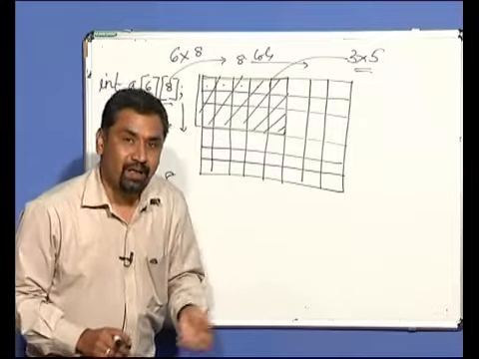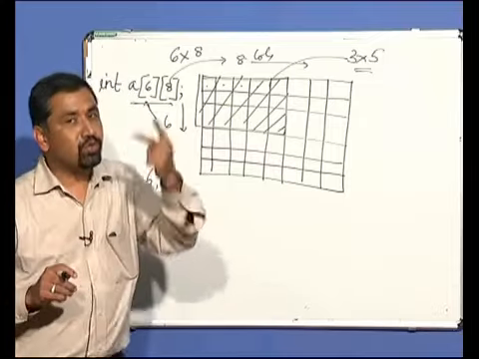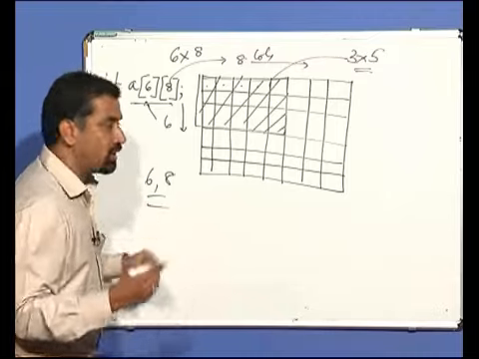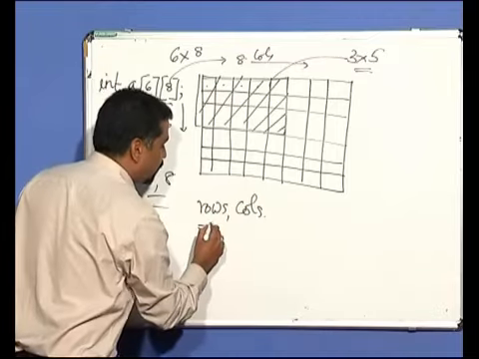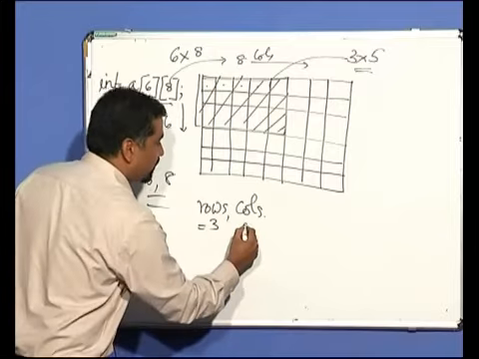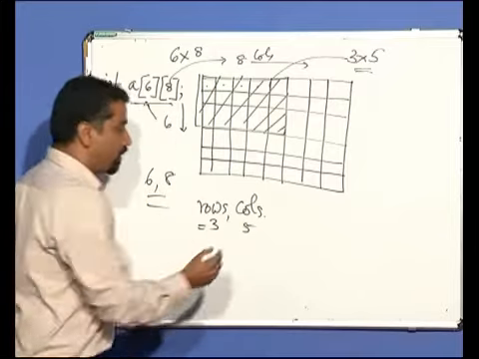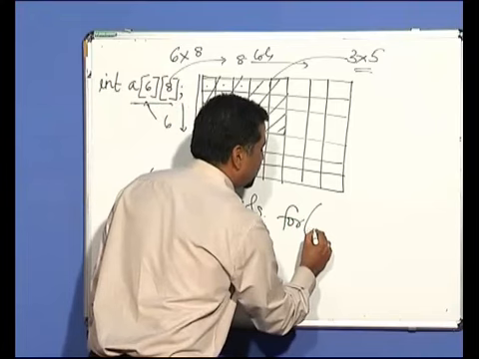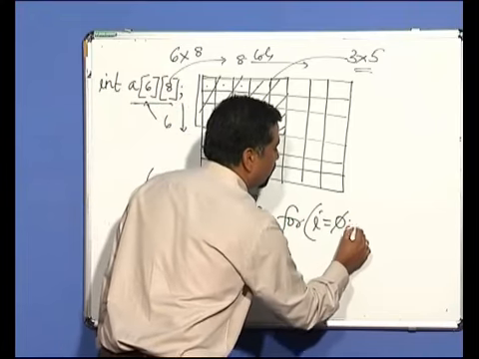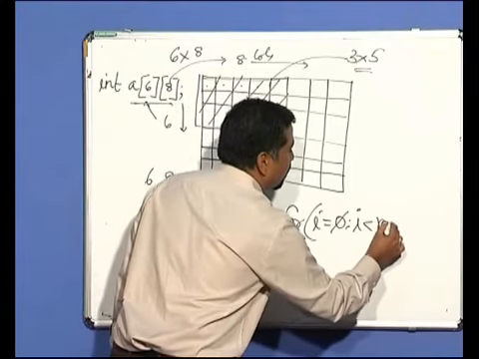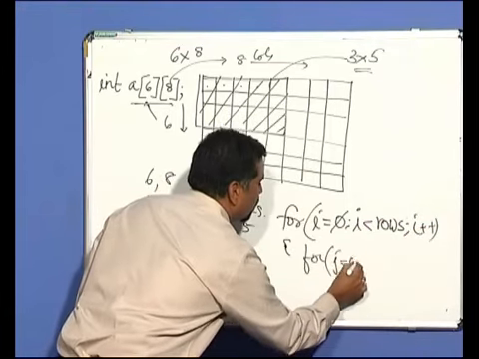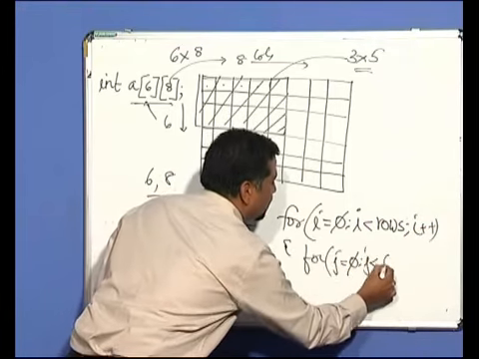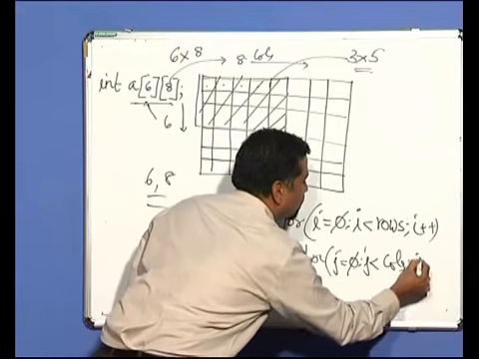So how do we keep track? For that, we generally make use of 2 more variables. We can call them rows and columns. So in this particular case, rows would be set to 3, columns would be set to 5. And for your for loops, you will write something like this. For i equal to 0, i less than rows, i plus plus, inside, j equal to 0, j less than columns, j plus plus.